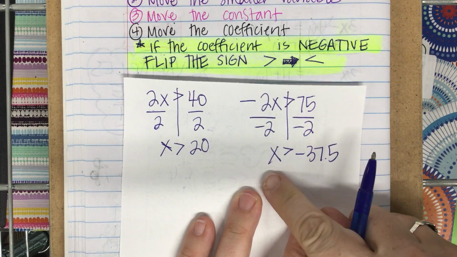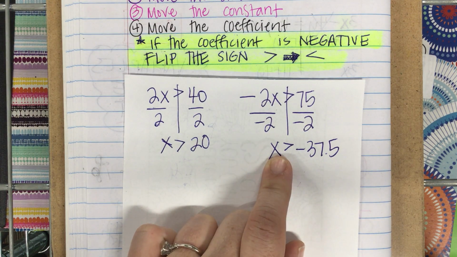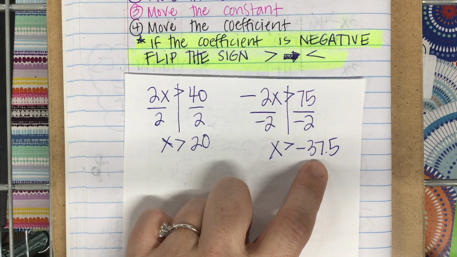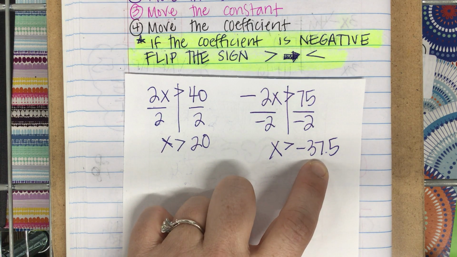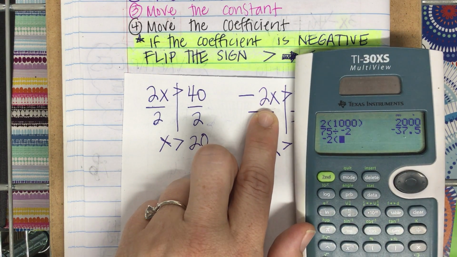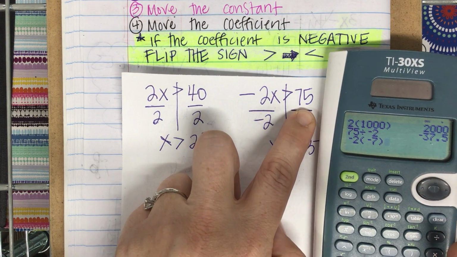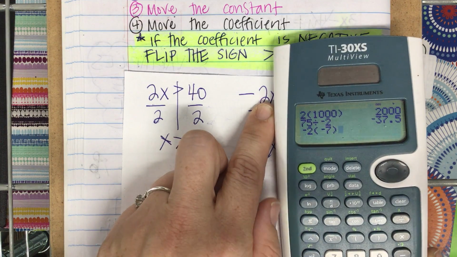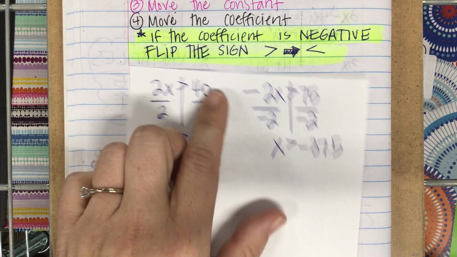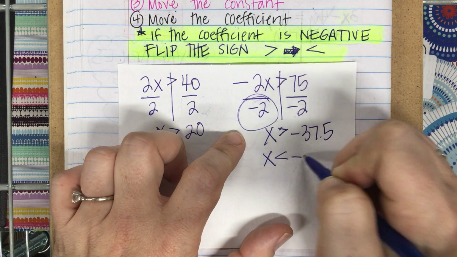All right, so tell me a number that's bigger than negative 37 and a half. It's negative, so think about it. What's a number that's greater than negative 37 and a half, Ollie? Negative 7. So if I put in a number here, negative 2 is greater than negative 7, I should get an answer that is greater than 75. Do you agree? And if I do it, is that greater than 75? Nope. So that's why when we divide by a negative value, we have to flip the sign.